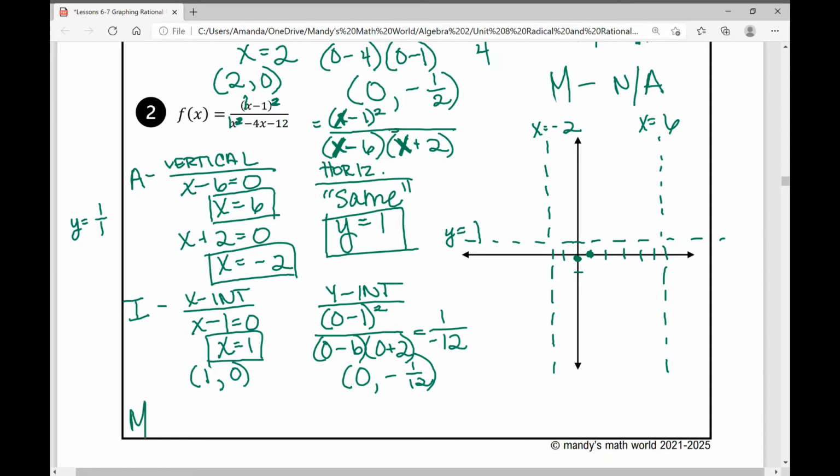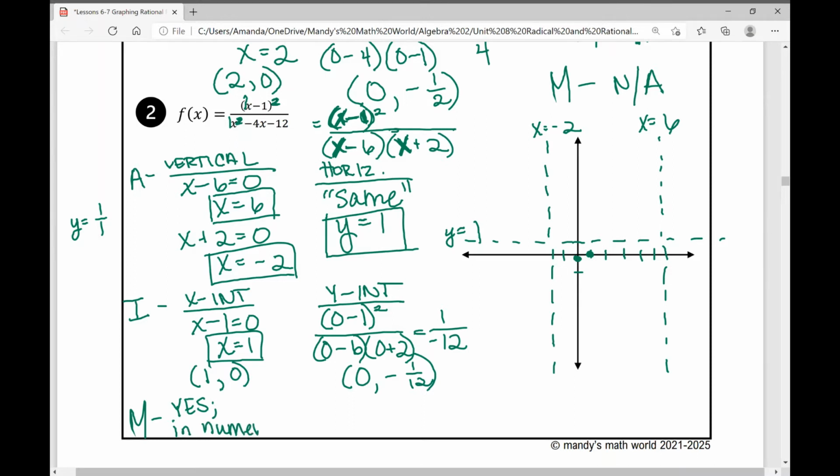So now I'm looking for the m. What does the m stand for? Multiplicity. Do we see any of those special squared terms where the entire factor is squared? We do. We see it right up here in our numerator, x minus 1 squared. So yes, we do have multiplicity. Where is it? It's in the numerator.